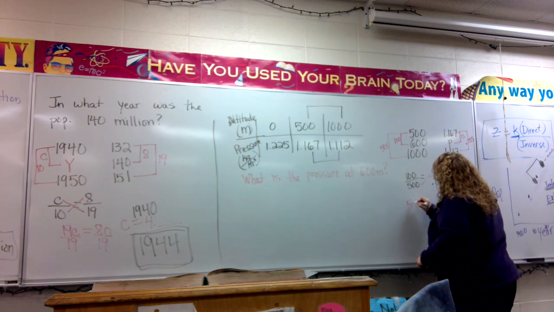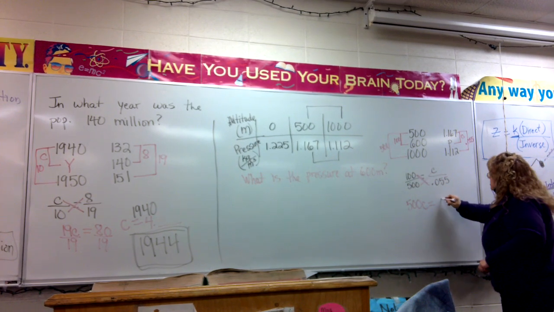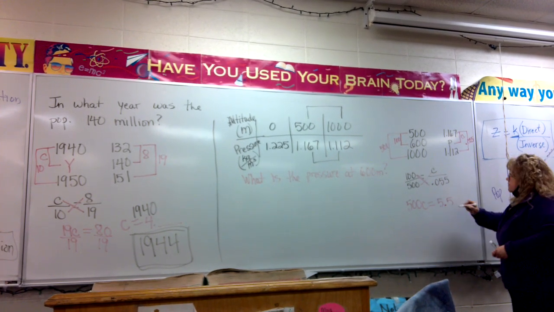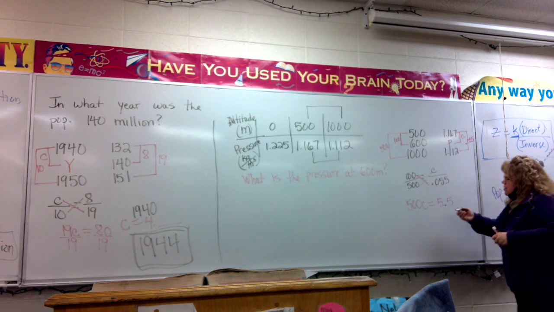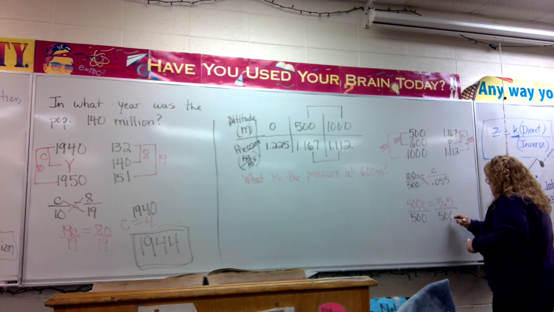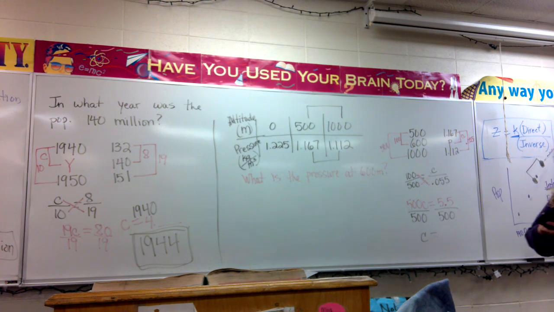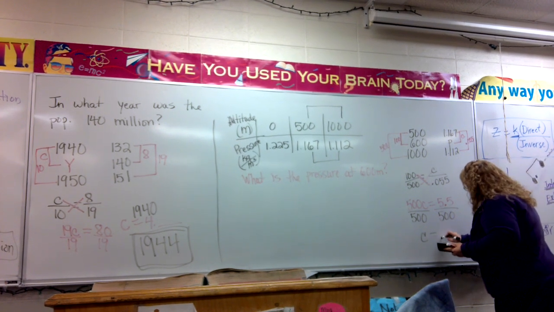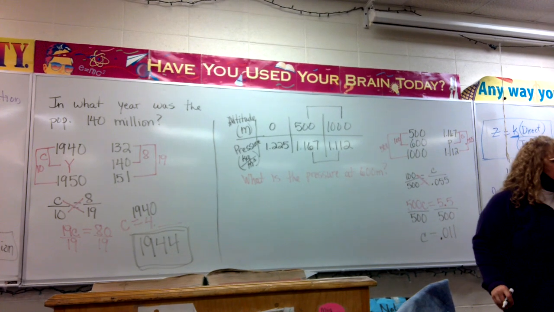500C equals, cross this way. When you multiply by 100, you just move the decimal over 2 places. Divide by 500. I can't do that by myself today. Do you get this? I get 0.011. Do you get 0.011?